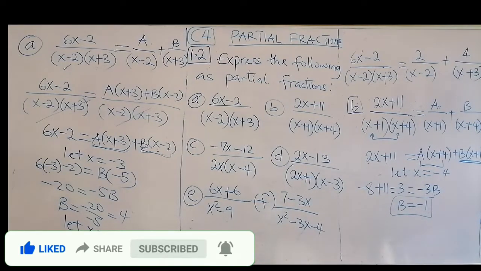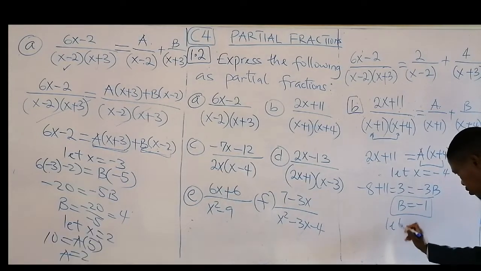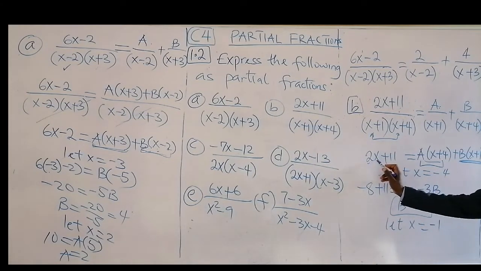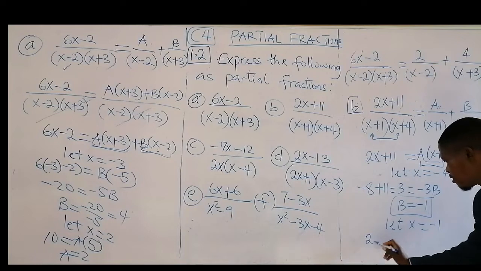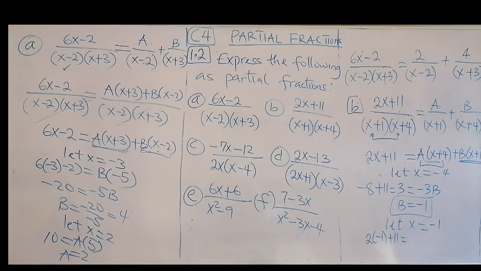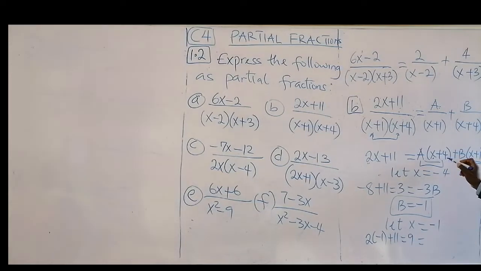Then the next thing to do now, I can also substitute. I can use x equal to what? Minus 1. Okay, so minus 1 here. So I will have 2 times minus 1, 2 times minus 1 plus 11. So that will give me 9 minus 1 plus 4, that's 3, a. So a is what? A is 3.